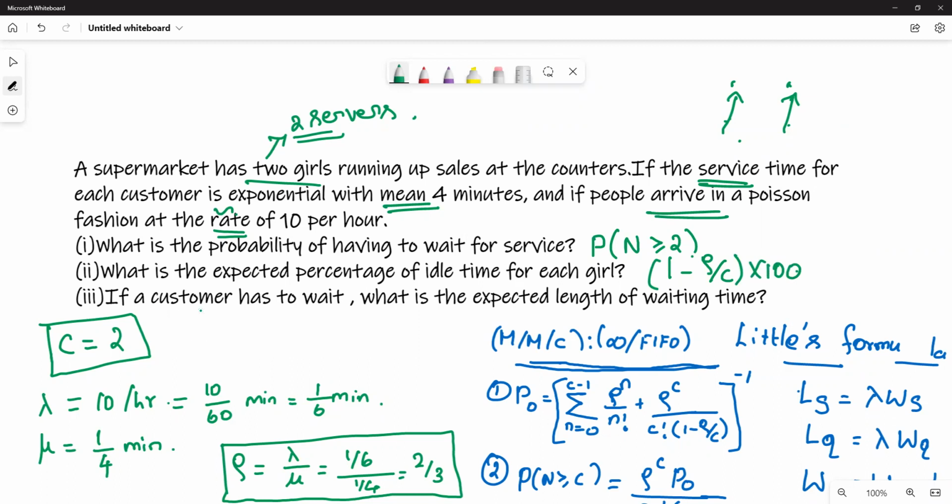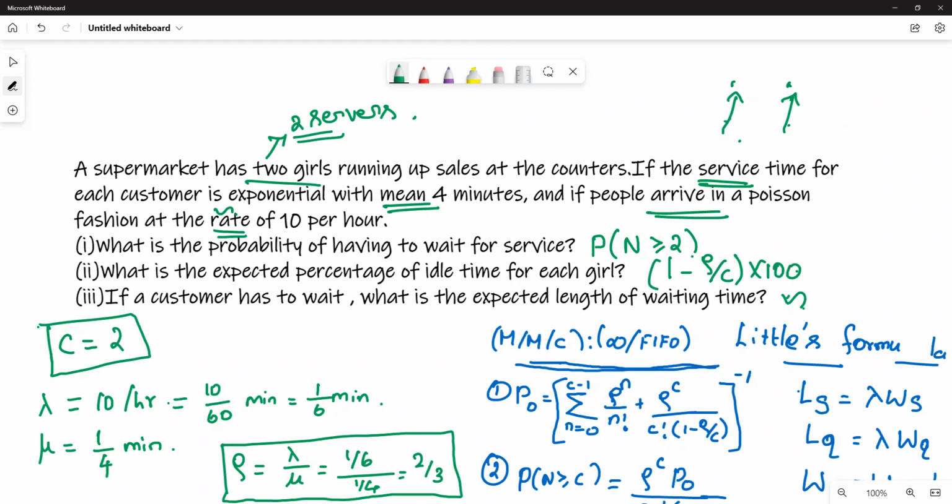The third subdivision is: if a customer has to wait, what is the expected length of waiting time? Okay, so if the customer is waiting, what is the expected length of waiting time? The length of waiting time, we cannot take as the length of the queue. There is a separate formula for this that we will discuss in the formula session.